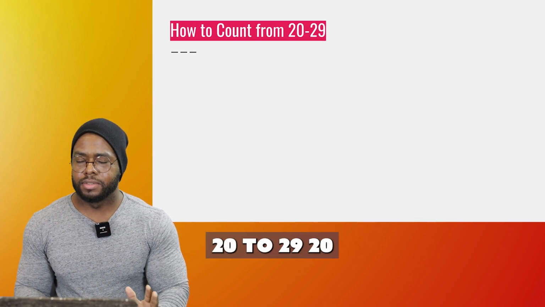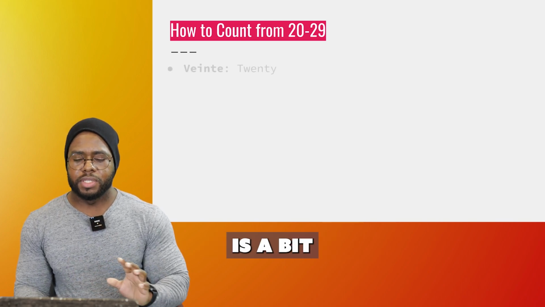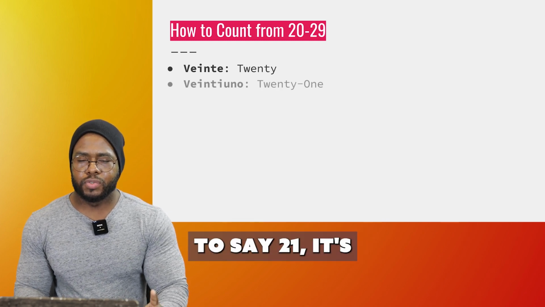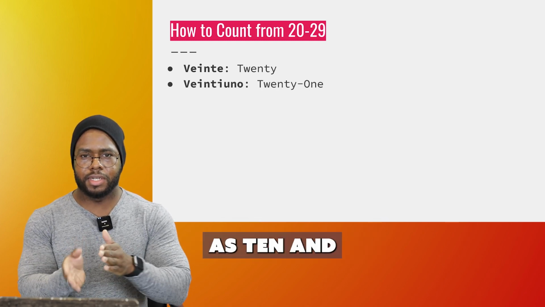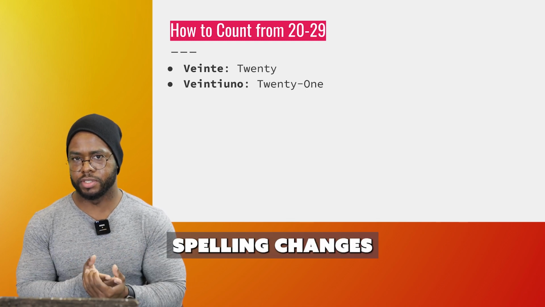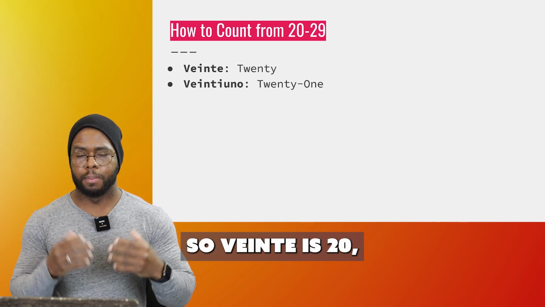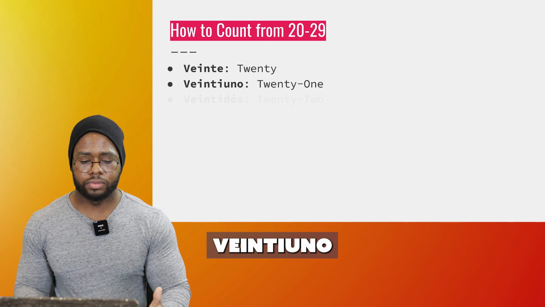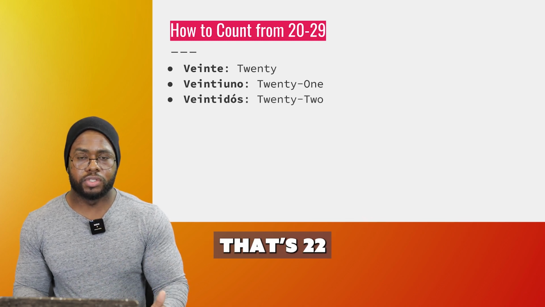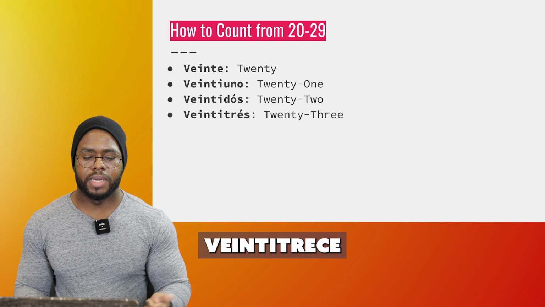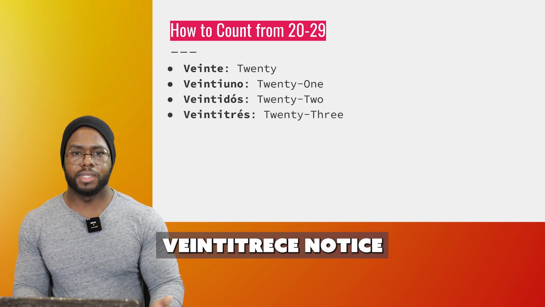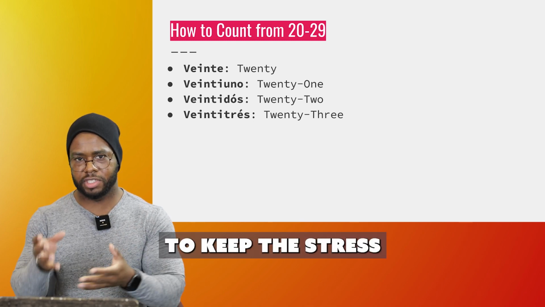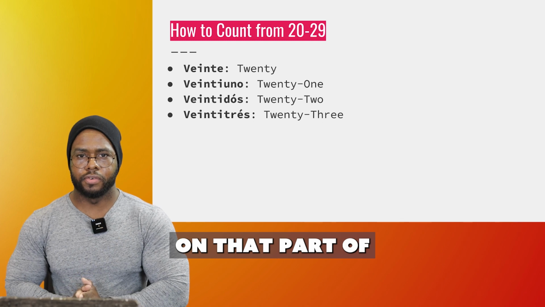Now let's look at 20 to 29. 20 is a bit different, so 20 is veinte. But when we want to say 21, it follows the same pattern as the 10 and, but the spelling changes and the pronunciation changes a little bit. So 20 is veinte, but 21 is veintiuno. 22 is veintidós. 23, veintitrés. Notice how we have an accent on 22 and 23 in order to keep the stress on that part of the word.